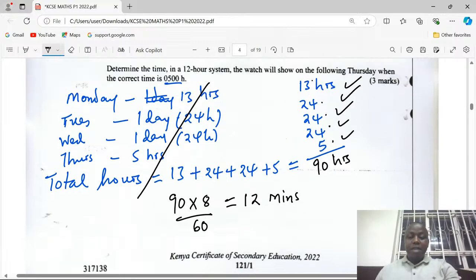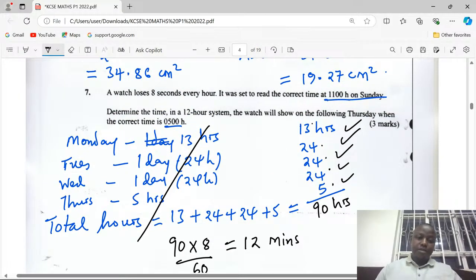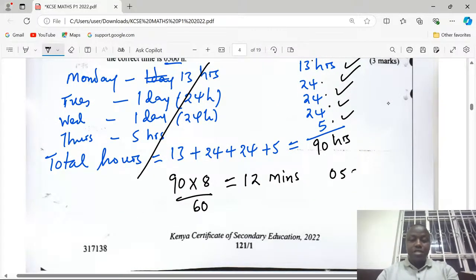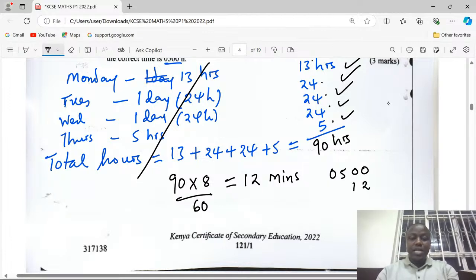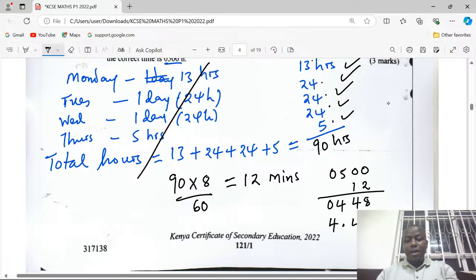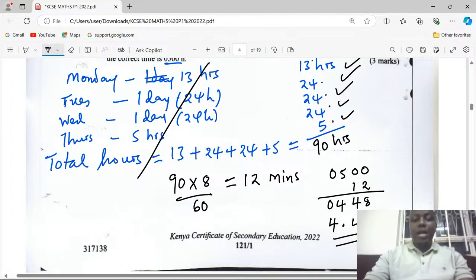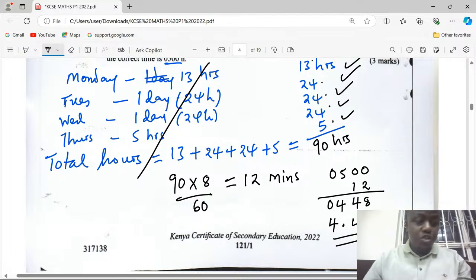So by the time we are on Thursday 05:00, the watch will have lost 12 minutes. Then the time that it will be showing will be 05:00, and we subtract our 12 minutes. We carry 1 hour, 60 minus 12 is 48 minutes, then 04. So it's going to be displaying 4:48 a.m., because we've been advised to have it in the 12-hour clock system. So that is the time the watch is going to be showing.